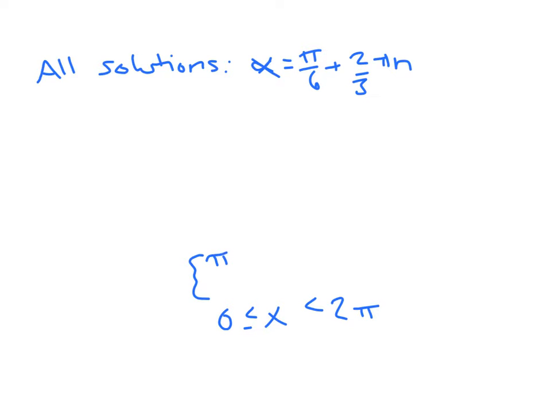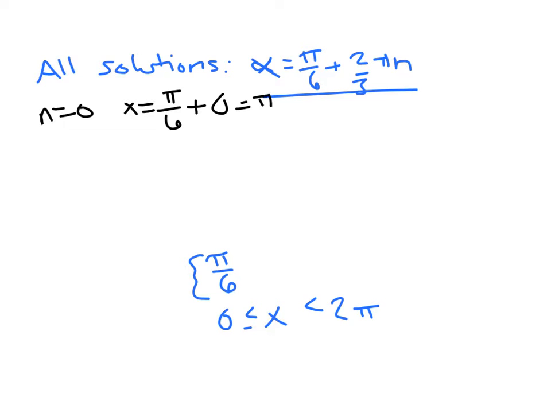Pi over 6 is definitely going to be our first one. And so that's what we would have found if we had never even thought about adding 2 pi n. That's actually what you get in this equation when you let n equal 0. If n equals 0, then x is pi over 6 plus 2/3 pi times 0, which would be 0. Okay, so pi over 6. There's our first solution.